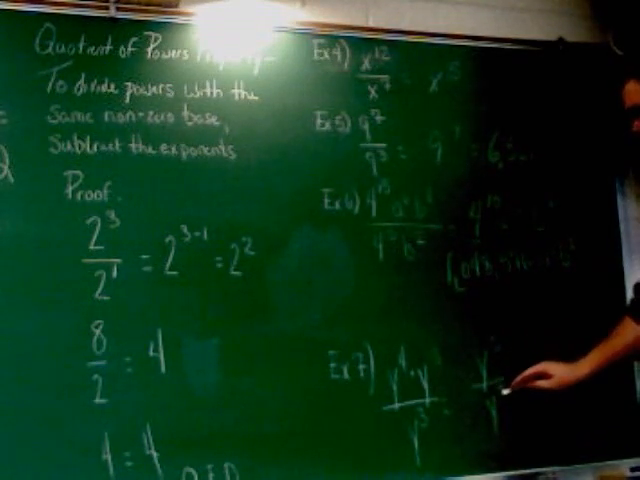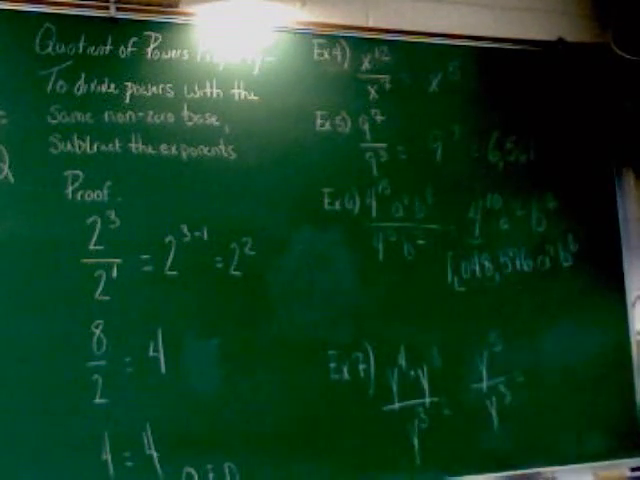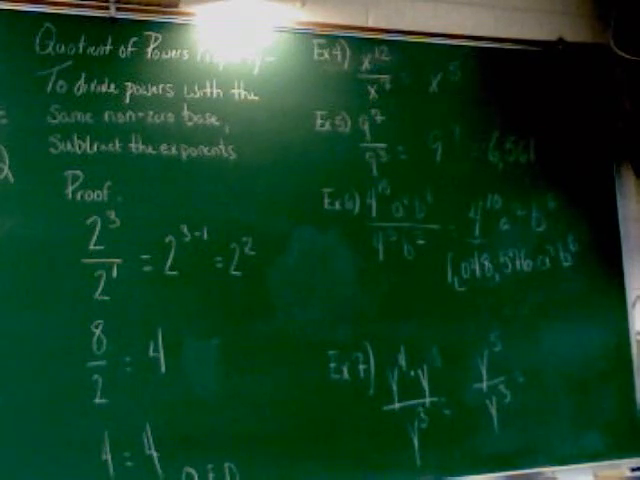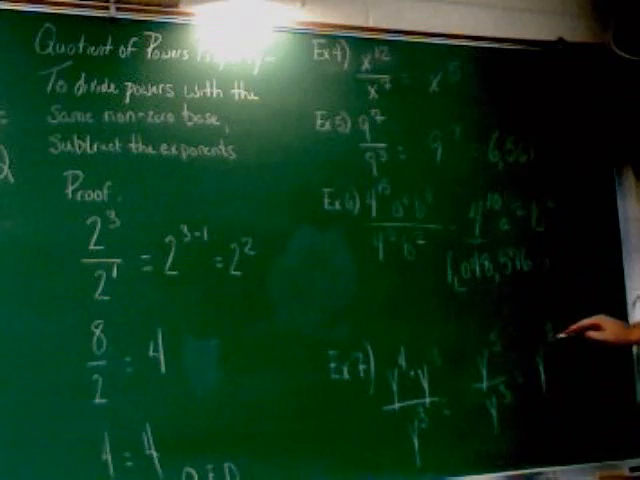So I've got y to the 5th over y cubed. Now it's a division problem. Now you can subtract: y to the 2nd. Good. There you go.